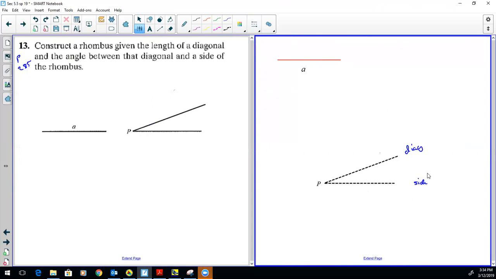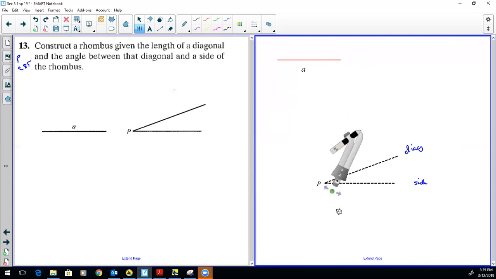Okay. It doesn't matter which one we pick, but I'll pick to do this way. Excuse me. Okay, well, first thing I'm going to do is transfer the length of the diagonal, the A, here to the slanted side that I chose. So let's pick us a compass.